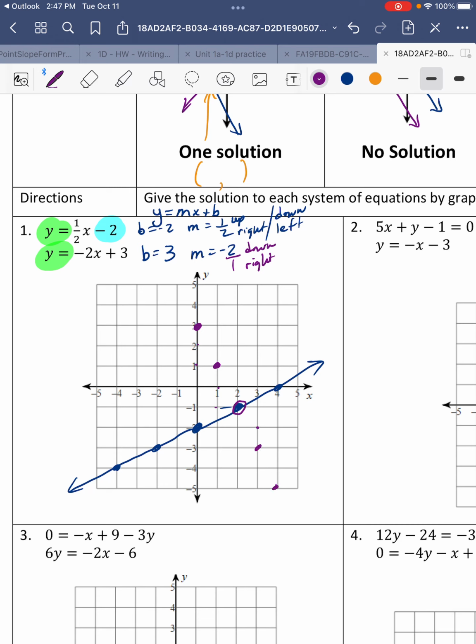In case that didn't work out, you could also go up 2 and then left 1. So I can go up 2, left 1. And let's draw our line. But we can clearly see that the x value, go on the x-axis to 2, and on the y-axis to -1, is our solution. That is what I'm looking for, 2, -1.